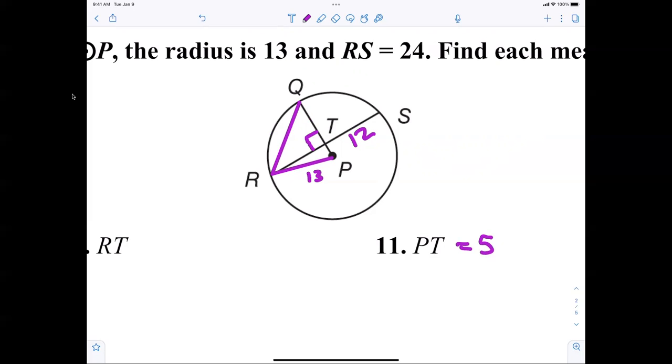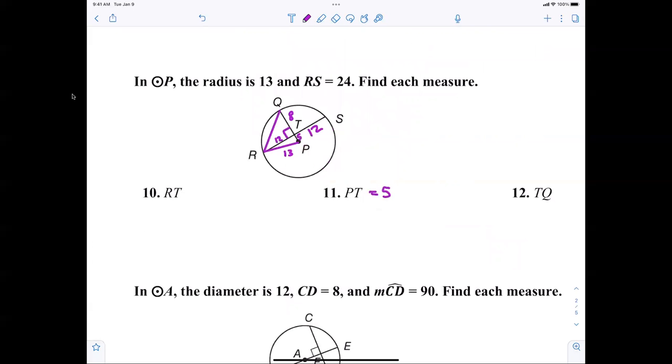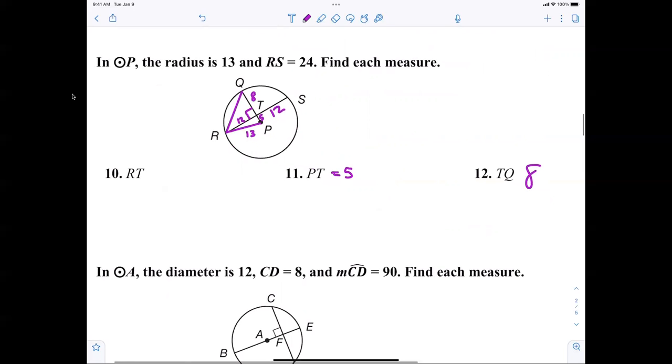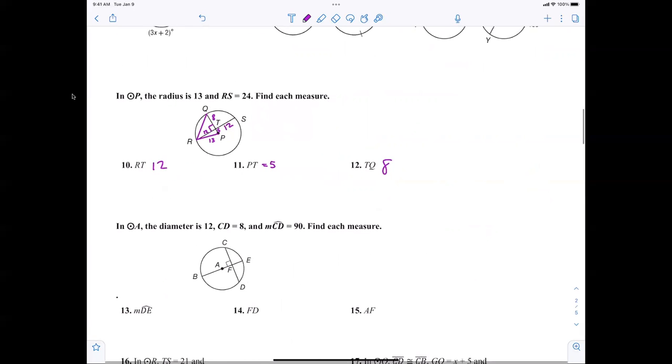All right, is everybody good now? And so now we see the 5, 12, 13. So I know PT is 5. And then somebody tell me what is TQ? Yes, TQ is now 8. And now if I wanted to find QR, could I find QR? Yes, we can. I thought that was a very good problem. What did we say RT was? 12.